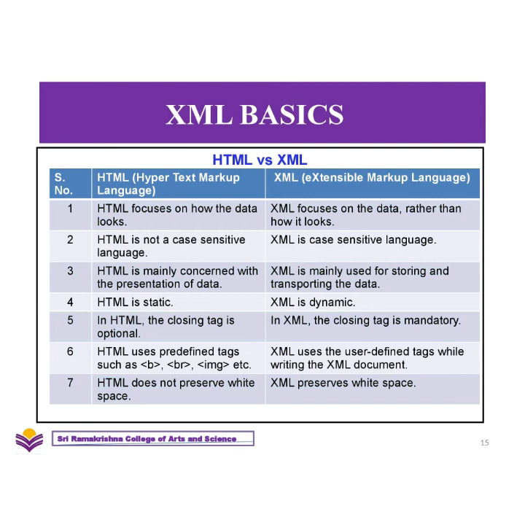This table gives the difference between HTML and XML. HTML focuses on how the data looks, whereas XML focuses on the data rather than how it looks. HTML is not a case-sensitive language, but XML is case-sensitive. HTML is mainly concerned with presentation of data, while XML is mainly used for storing and transporting the data. HTML is static, while XML is dynamic.